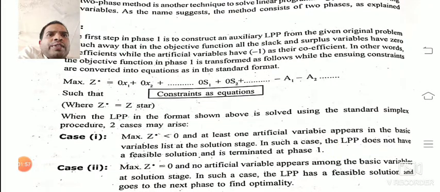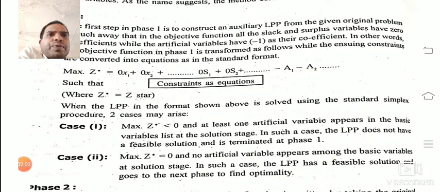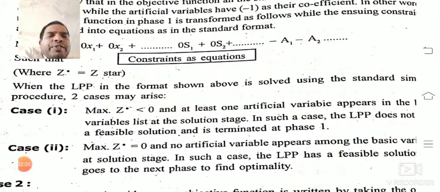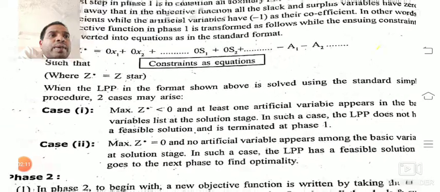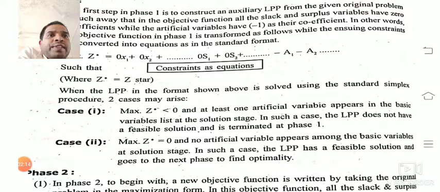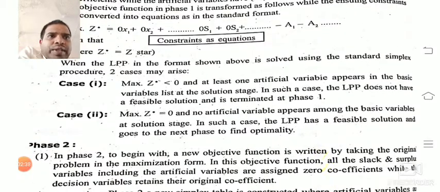Now, where Z* equals Z, the LPP in the format shown above is solved using the standard simplex procedure. In case 1, if maximum Z* is less than 0 and at least one artificial variable appears in the basic variables list at the solution stage, the LPP does not have a feasible solution and is terminated at phase 1. In case 2, the maximum Z* equals 0 and no artificial variable appears among the basic variables at the solution stage. In such a case, the LPP has a feasible solution and goes to the next phase to find the optimality.